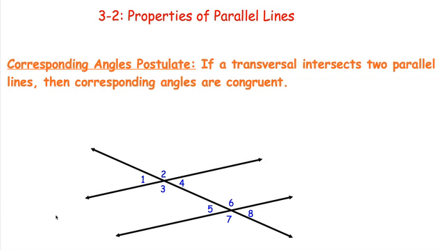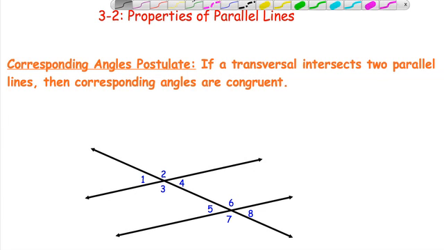All right, welcome back. Moving on with our lines. Now we're going to be talking about parallel lines pretty much exclusively. So we're going to do some properties of parallel lines, and it's going to deal with the types of angles that we know. All right, so the first one we talk about is corresponding angles. If a transversal intersects two parallel lines, then the corresponding angles are congruent.